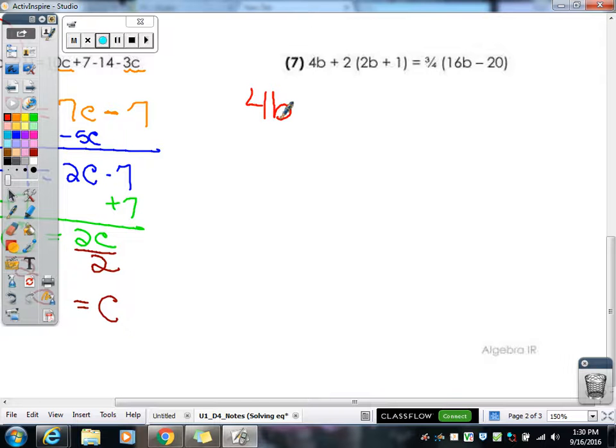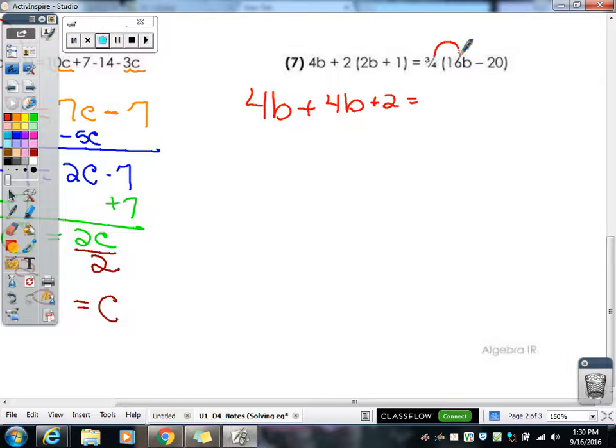distribute first. 2 times 2b is 4b. 2 times 1 is 2. Let's see who can do 3/4 times 16. Can anybody distribute that for me? Does anyone know how to do fractions in their head? Go ahead, John. How do you do it? Did you do it in your head? Oh, okay. You can do it in your calculator. That's fine. But if you do it in your head, ready?